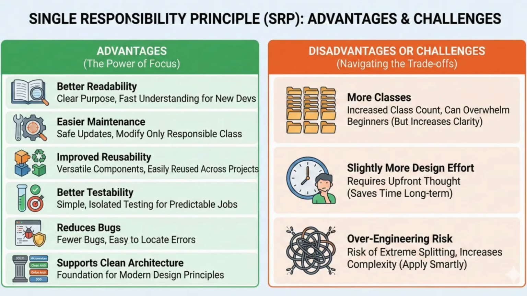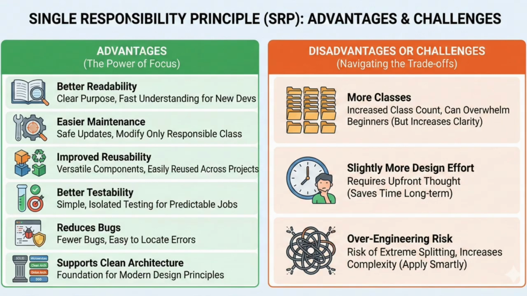SRP in UI. SRP is also important in UI development. We should separate UI components only for display, state management handles data flow, business logic handles decisions and rules. When UI responsibilities are separated, applications become more stable and easier to manage.